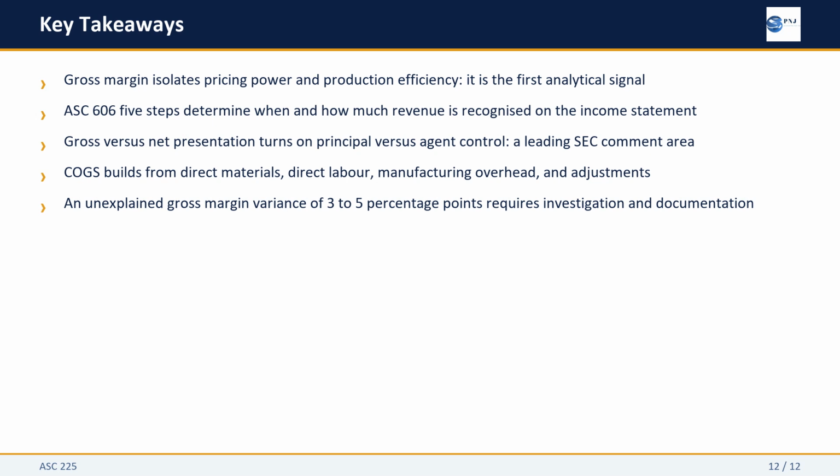Let us bring this section together. Gross margin is the first analytical signal on the income statement. It isolates what the business earns from its core activity before everything else. ASC 606 drives the revenue number through five steps. Whether that revenue is gross or net depends on whether the entity is a principal or an agent, and getting that wrong is one of the most common SEC comment areas. COGS builds from materials, labor, overhead, and adjustments, and when gross margin moves unexpectedly, investigate it.